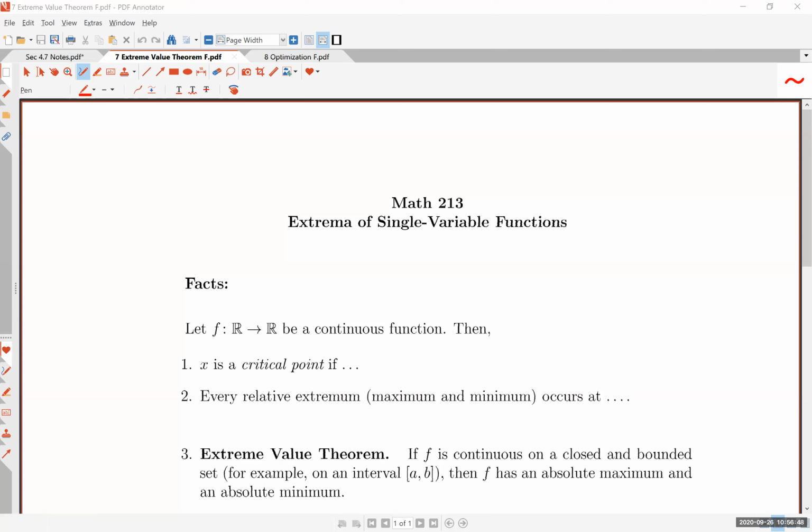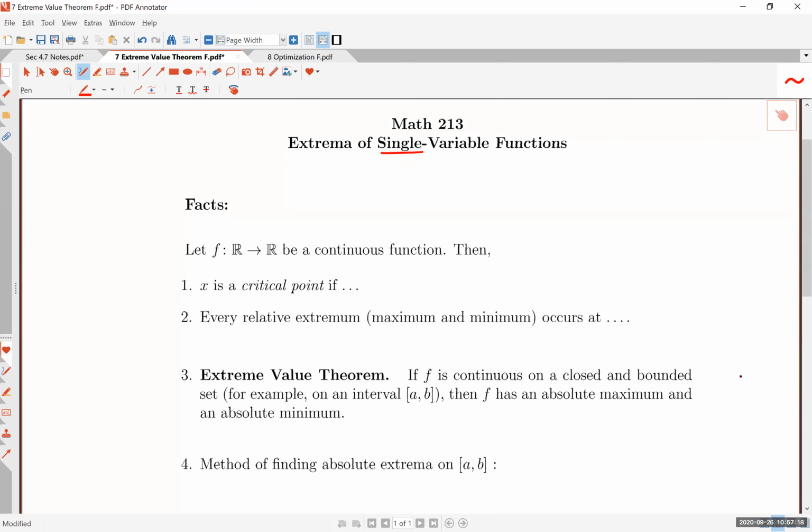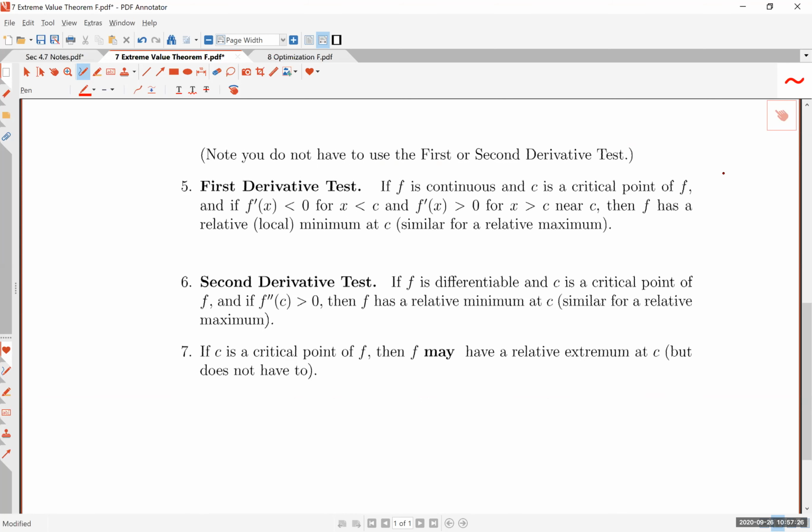Okay, so what you are seeing here as I share my screen is a worksheet entitled Math 213 Extrema of Single Variable Functions. Wait, it's single variable? Yeah, I wanted to review, as I almost always do before I go on to a new section in Calculus 3, the key ideas from Calculus 1. So we go back to Calculus 1 just for a while, right? And then I need to review some of the most important facts about optimization, okay? All right, so here are the facts. I think I have 7 facts or something like that on this.